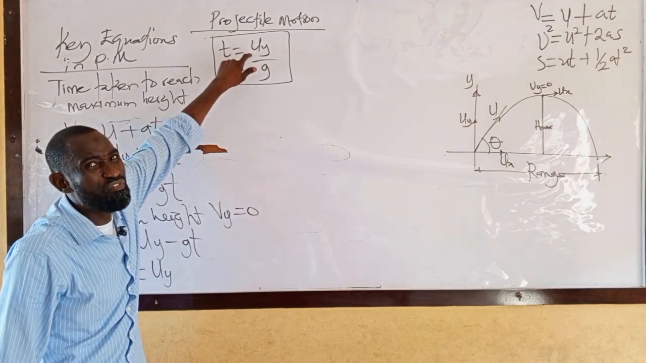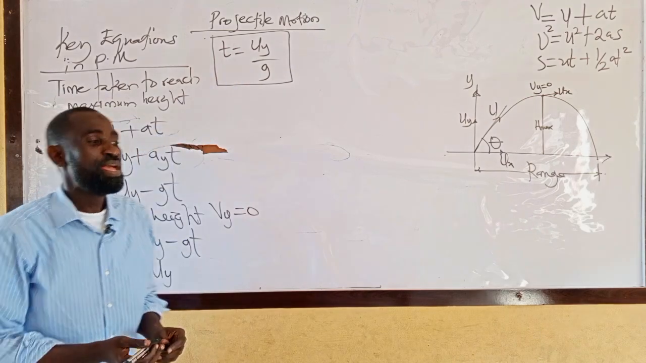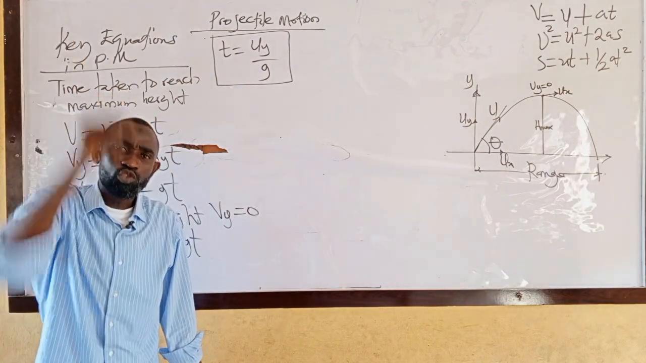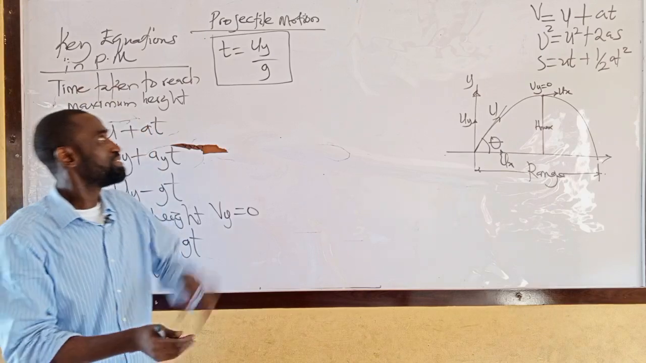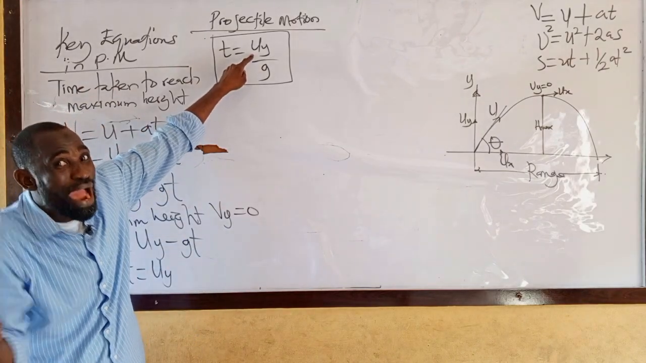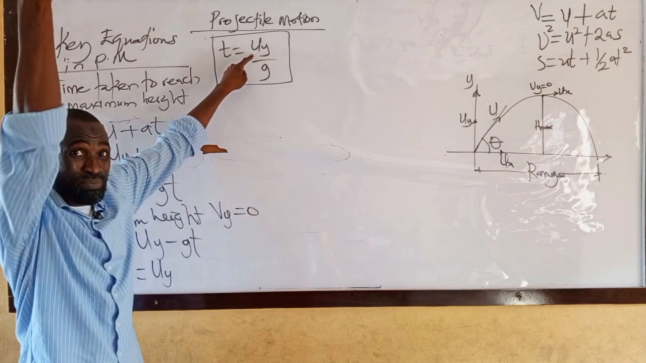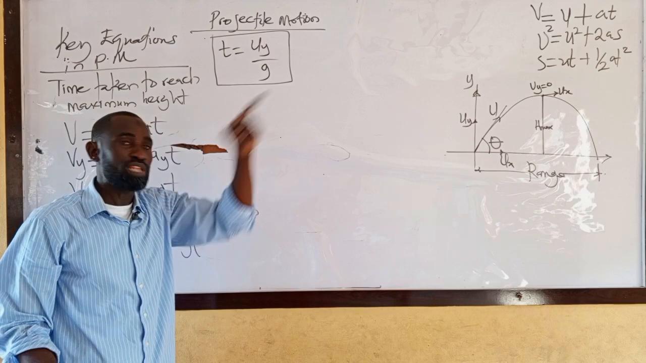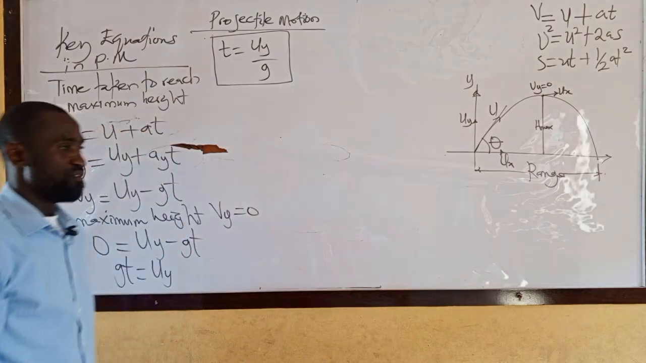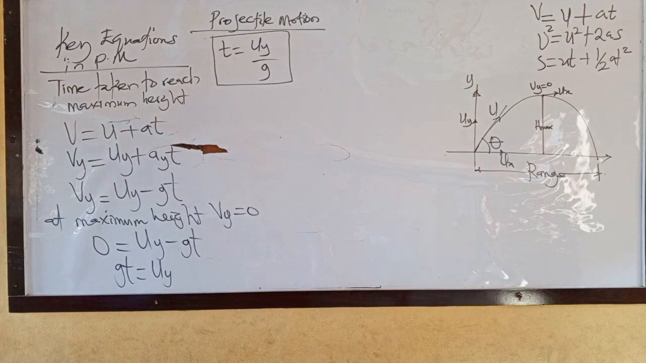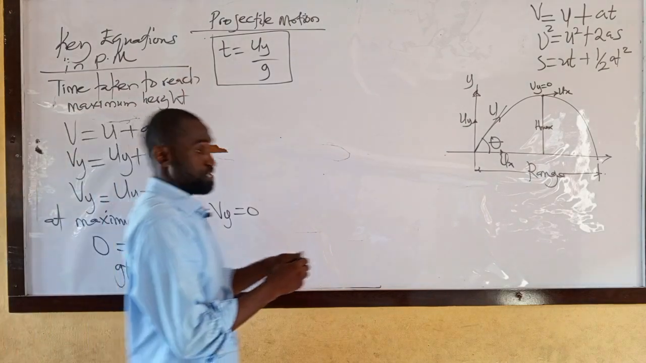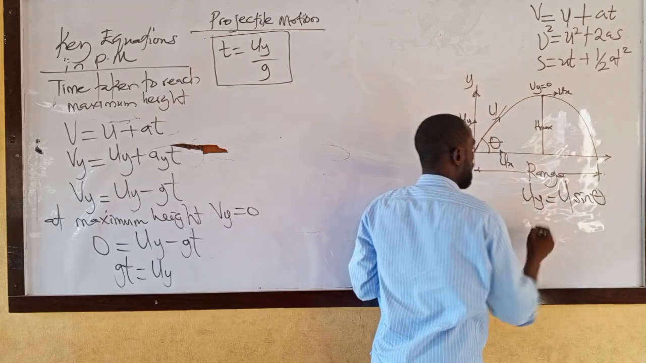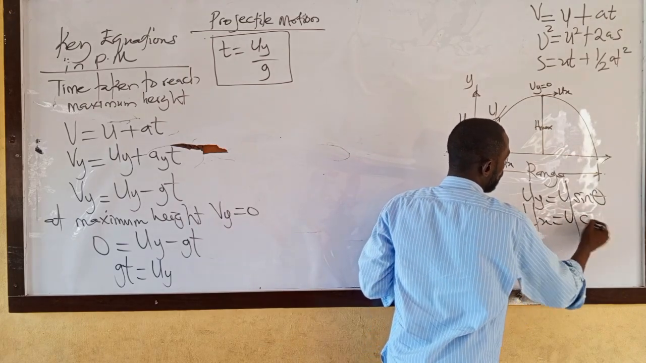U of y is the vertical component. So when you hear a body is projected vertically with a velocity of 20 meters per second, they are talking about U of y, the vertical velocity. Are you with me? So U of y is the vertical component of the initial velocity of projection. Then what's our U of x? U of x is U cos theta, and U of y is U sin theta.